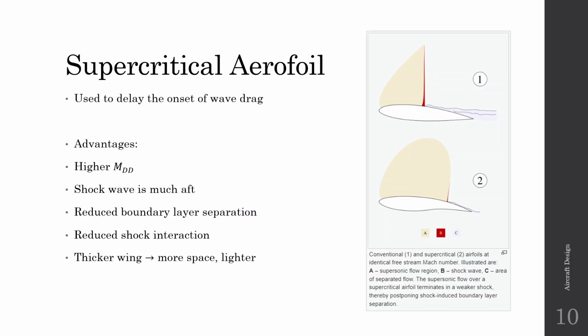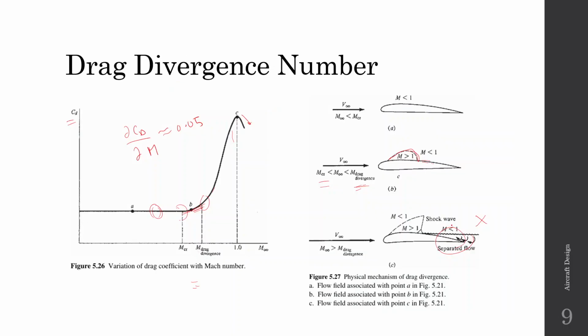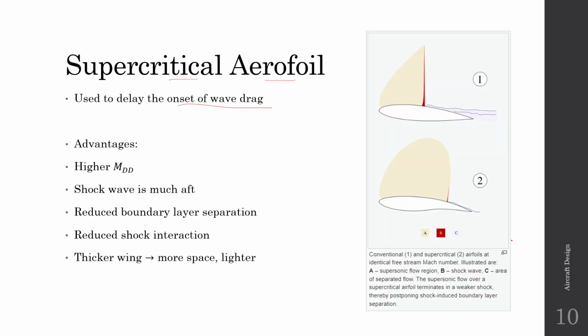So to counteract this phenomenon and to fly at higher speeds, there was the invention of the supercritical aerofoil. This is an invention which tries to delay the onset of wave drag. So what is wave drag? Wave drag is the kind of drag where the flow separates due to supersonic flow.